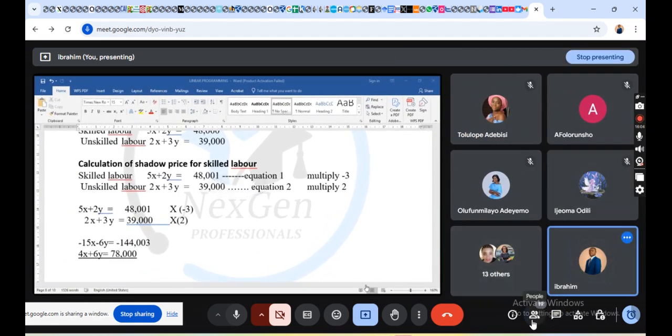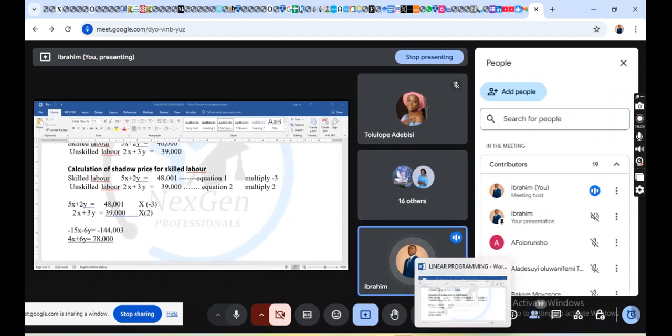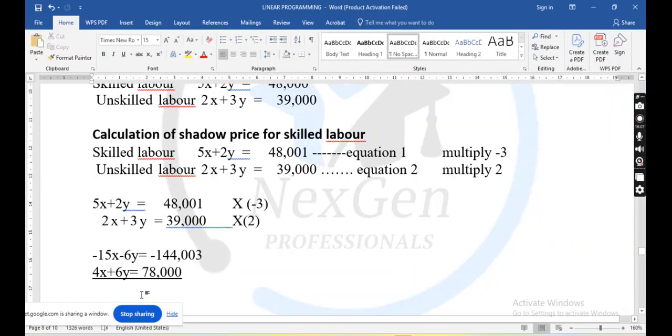Okay. So if this is established, right? This is mathematics. -15x plus 4x, what do you have? -15 plus 4. What do you have? Minus 11x, right? Minus 11, okay, thank you.